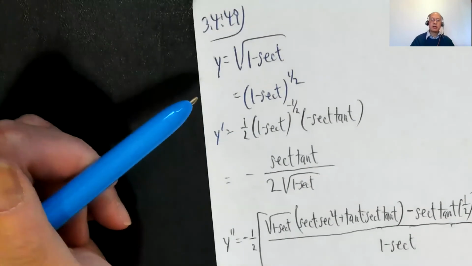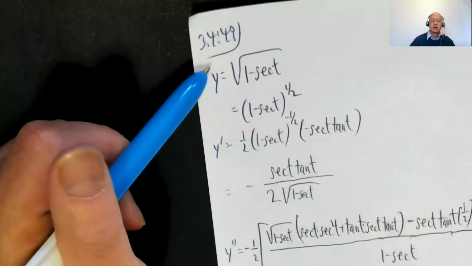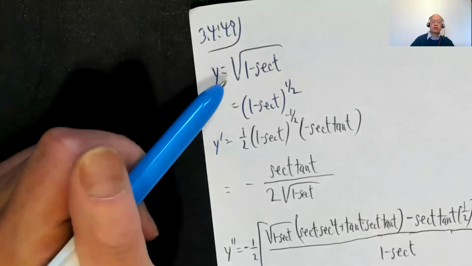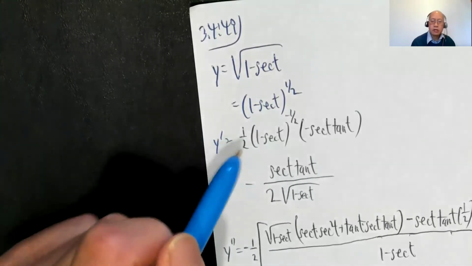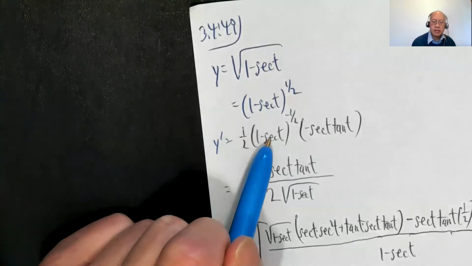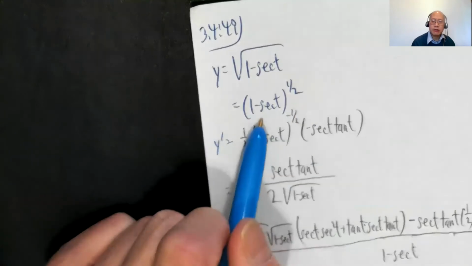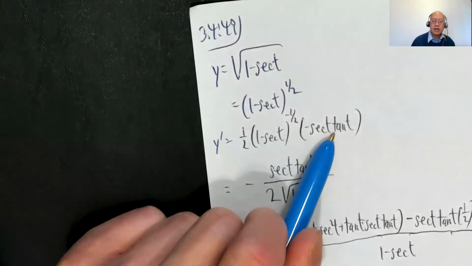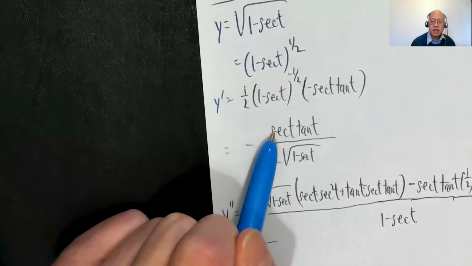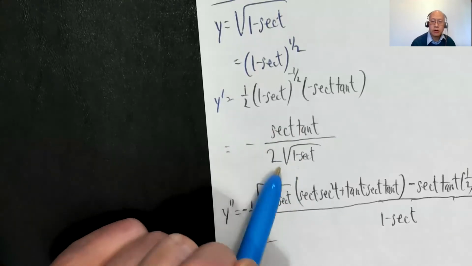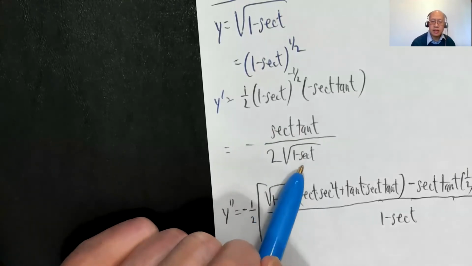Okay. One of the problems I wanted to go back on was 3.449. That was a little bit tricky to do. It's very messy. So y equals square root of 1 minus secant t. That's 1 minus secant t to the 1/2. So y prime is 1/2, 1 minus secant t to the negative 1/2 times derivative of the inside, which is negative secant t tangent t. Clean it up. So negative secant t tangent t over 2 radical 1 minus secant t.